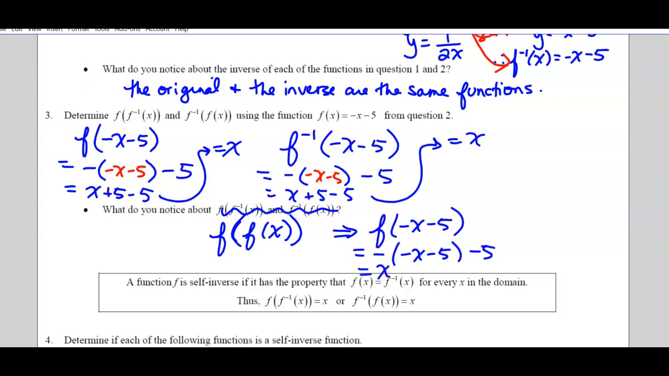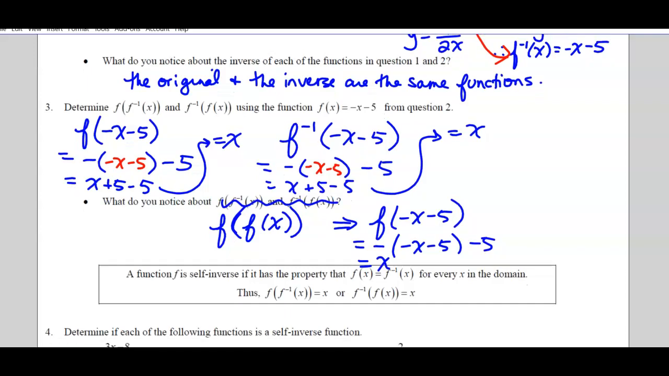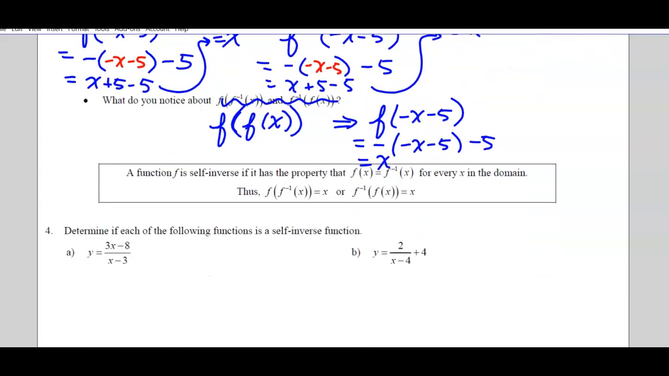Okay. So if you take the function composition of a function with itself and you get x, then they are called self-inverse functions. Just a new terminology. So, you can either find the inverse. If it's the same as the original, you're good. Or you take the function of itself.